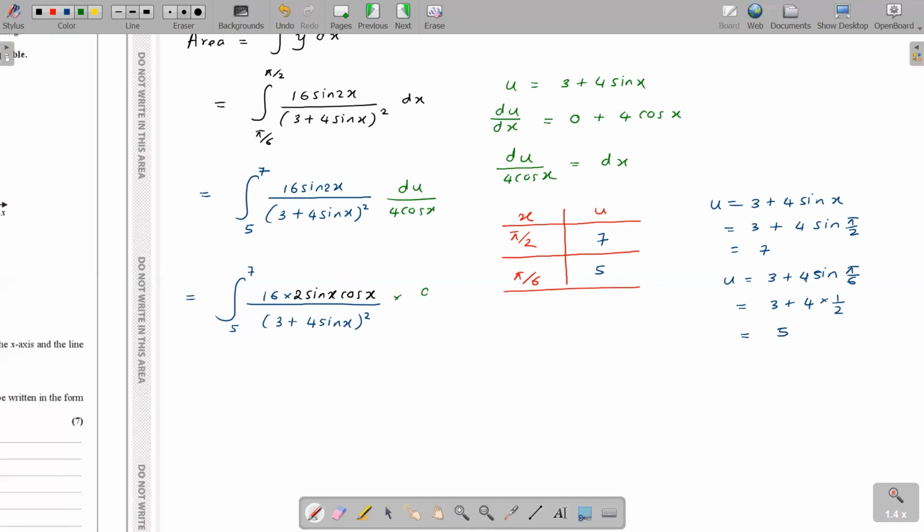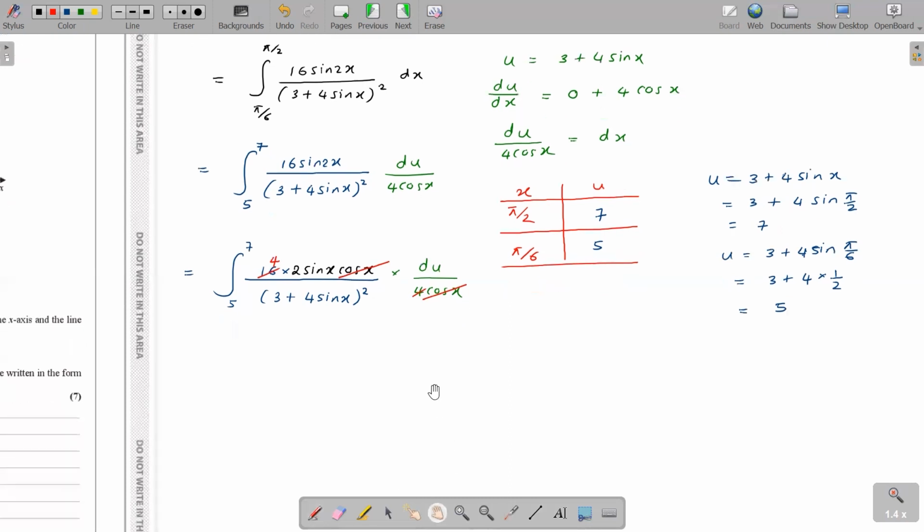Okay, and then you have du over 4 cos x. Do you see that we can cancel out the cos x? Cos x will cancel out. The 4 will cancel: 4 times 2, we can take 8 out of the integral sign. And I'm remaining here with sine x over 3 plus 4 sine x.